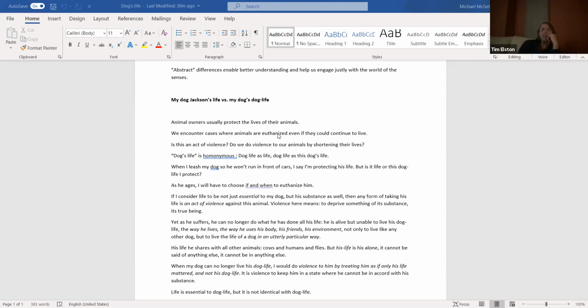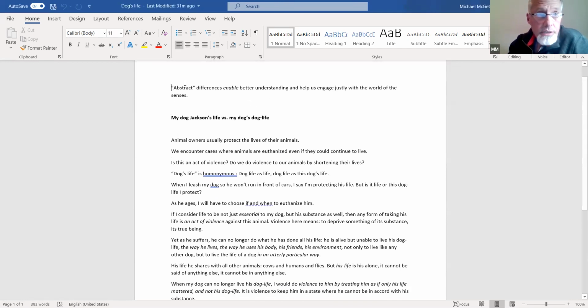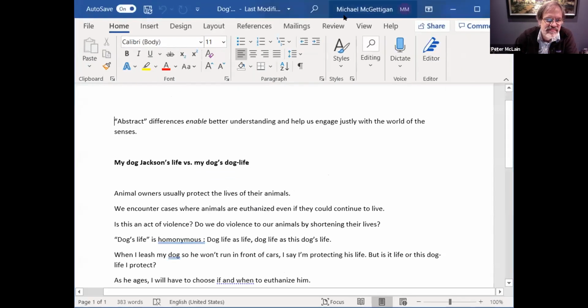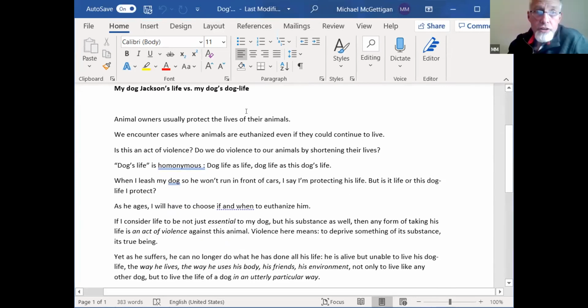Can you make the text bigger, please? Sure, let me see here. Somebody want to tell me how? Just stretch that window so that there are no margins around your paper. Yeah, there you go. Okay, so is that better? Yeah, it's much better on our side anyway. Okay, great.